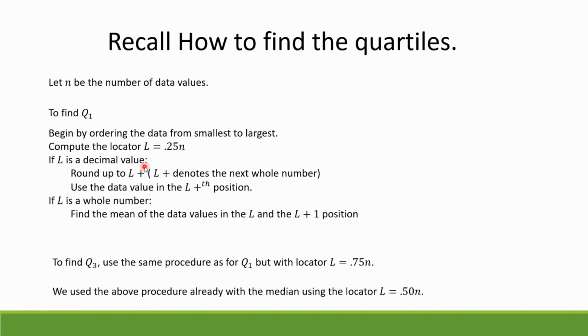Now, if you get a decimal, no matter what that decimal is, you're always going to round up to the next whole number. So if you somehow got 5.2, you would still round up to 6, even though by rounding rules you would round down, but here you're always going to round up. That's what this is telling us. And then you're going to use the data value in this position.